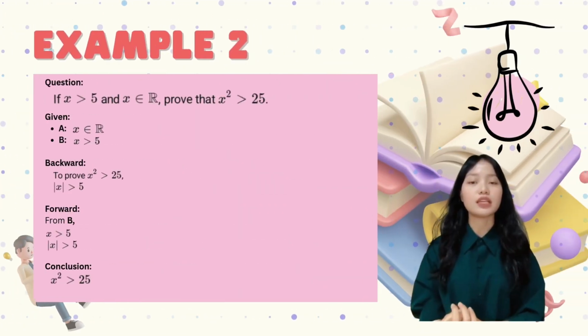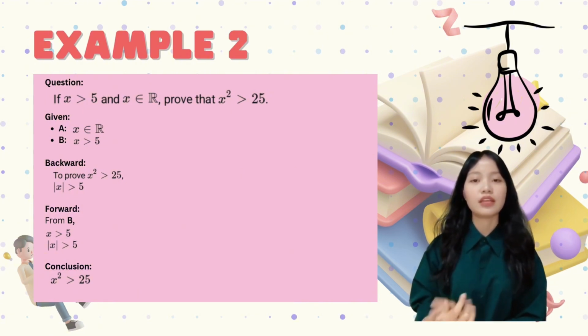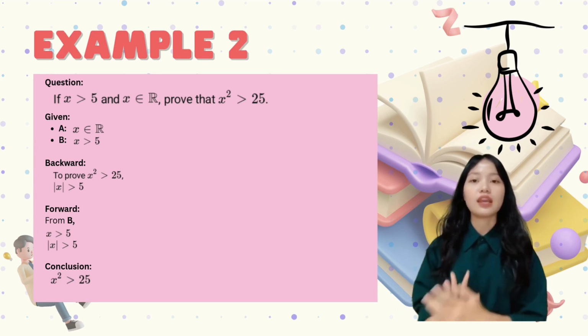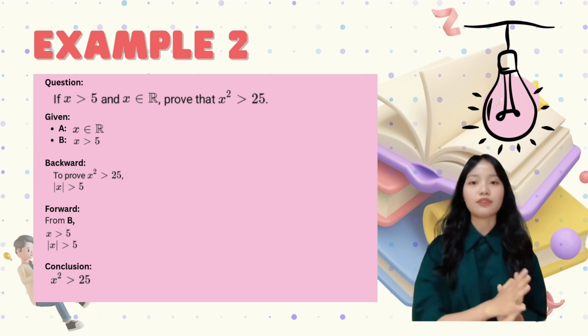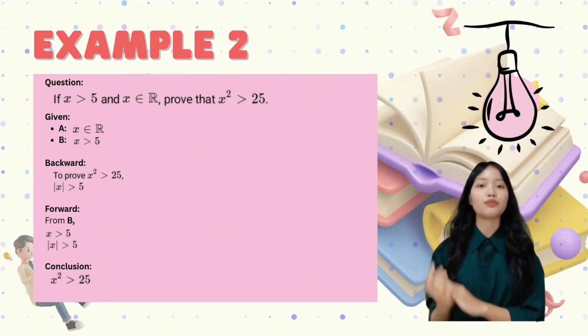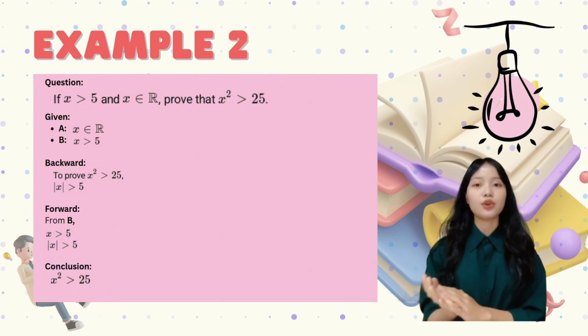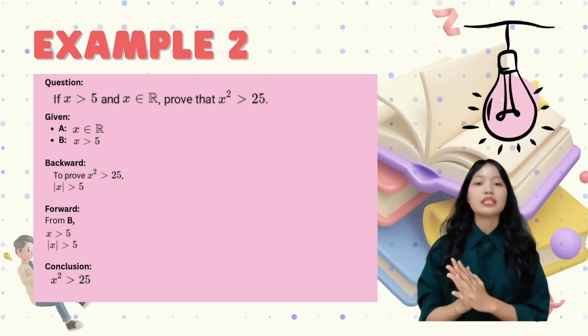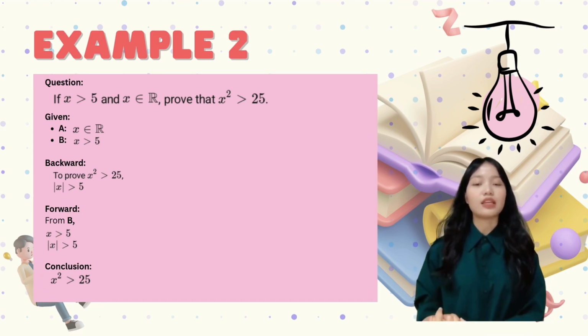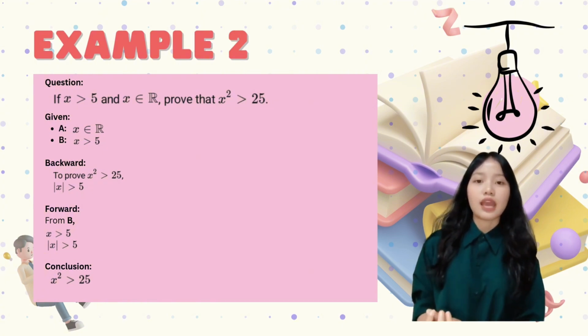The question is, if x is more than 5 and x is an element of the real numbers, prove that x squared is more than 25. The given information is A, x is an element of the real numbers, B, x is more than 5. Using the backward step to prove x squared is more than 25, we need x more than 5. Then using the forward step, since x is more than 5, this directly implies that x squared is more than 25.